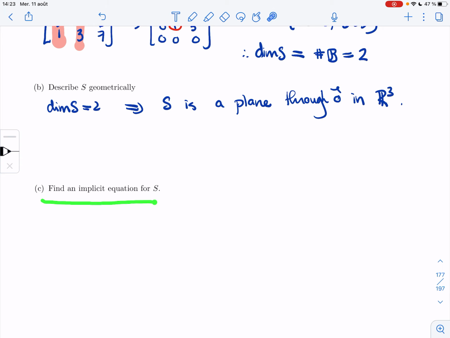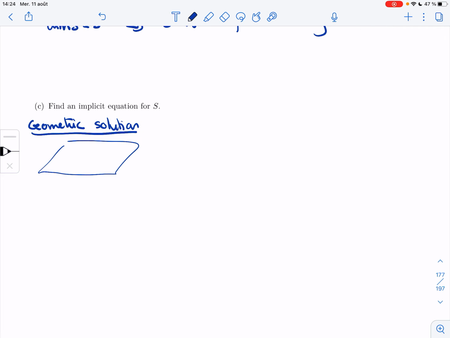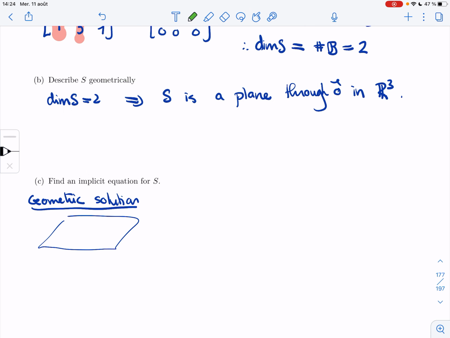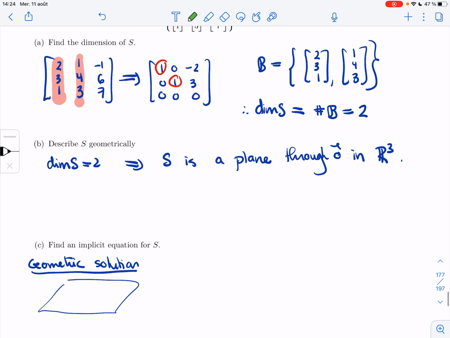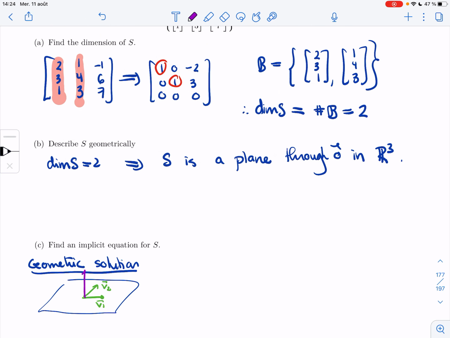Find an implicit equation for S. So you have two options. You have the geometric solution and you have an algebraic one. If I try the geometric solution, that one will work because we're in R3. What I have is my two vectors. So what were they? Let's call them V1, V2, and then I have the normal vector. So I'm going to take my normal vector to be V1 cross V2.